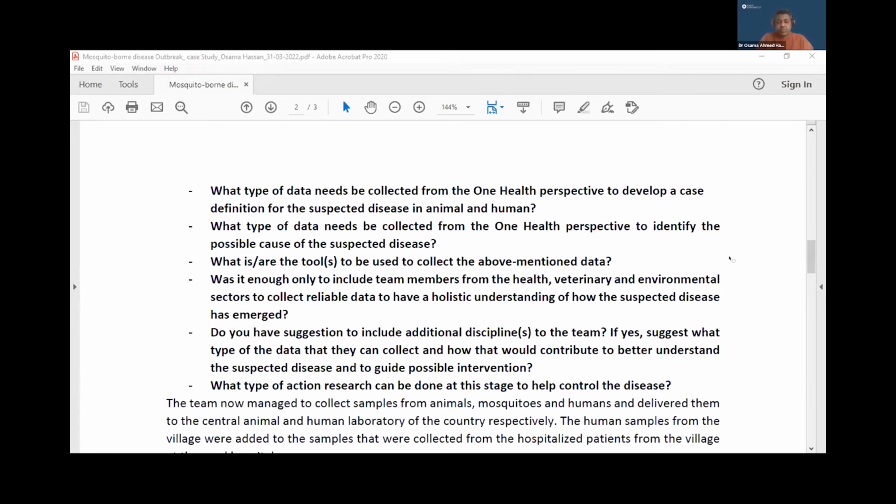That would be good. Well, was it enough only to include team members from the health, veterinary, and environmental sectors to collect reliable data to have a holistic understanding of how the suspected disease has emerged?